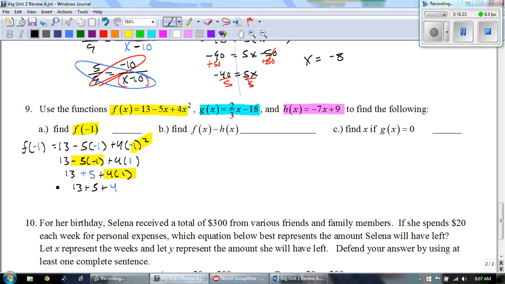So then we just add all that stuff up together. So we get f of -1 equals 13 plus 5, which is 18, plus 4 is 22.